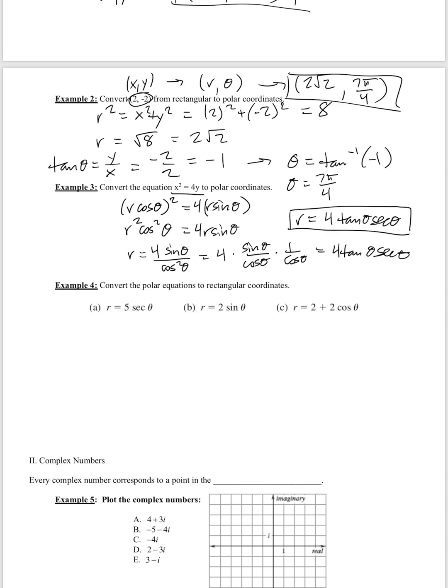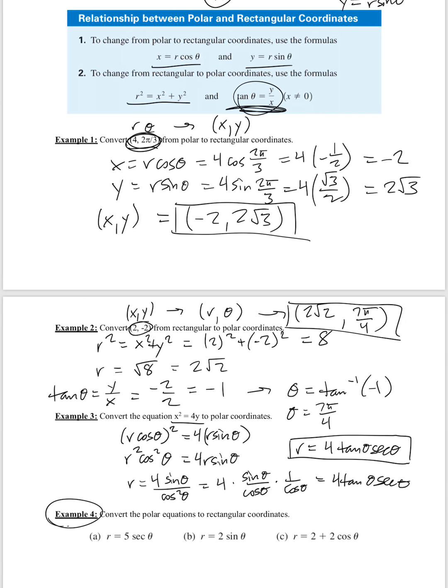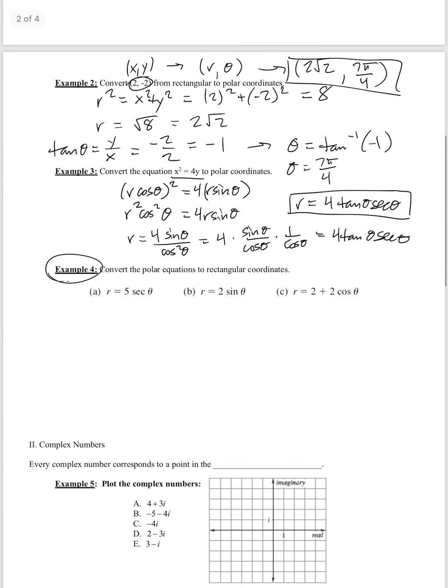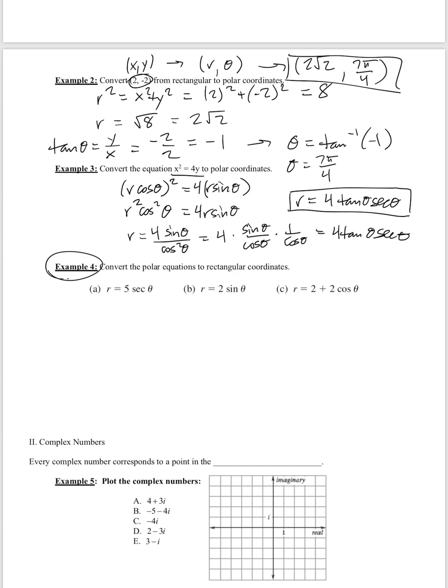So I'm going to see if you can try example 4 on your own. So here I'm converting from polar to rectangular. Okay, now that means I'm using these formulas here. We're actually going to end up using both. And these can be a little tricky. There's kind of a trick to them. If you can't figure them out on your own, come talk to me, and we'll definitely go over them in class, okay?